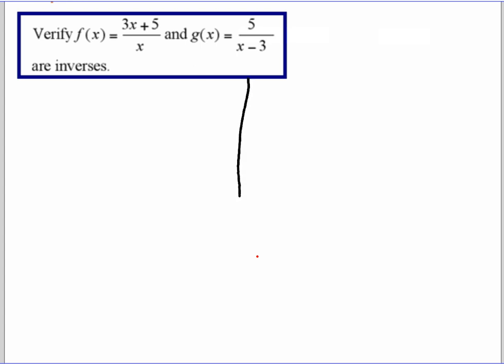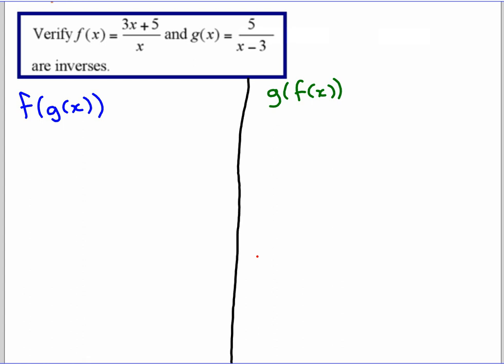On one side, I want you to find f of g of x. And on the other side, I want you to find g of f of x. It's good practice for finding composite functions. A little clue is, once you've simplified it all down, it should simplify down to x if you were to verify that they're inverses. If it didn't simplify to x, then they're not inverses. But it is stating to verify that they're inverses, so maybe it's a clue that they might be.